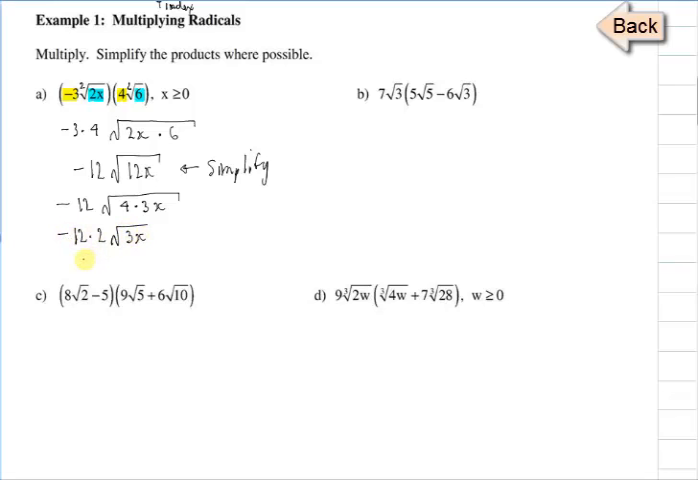So negative 12 times 2 is negative 24, and then square root 3x. So this is your answer for A.